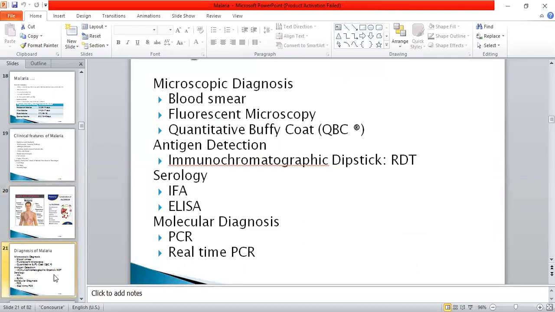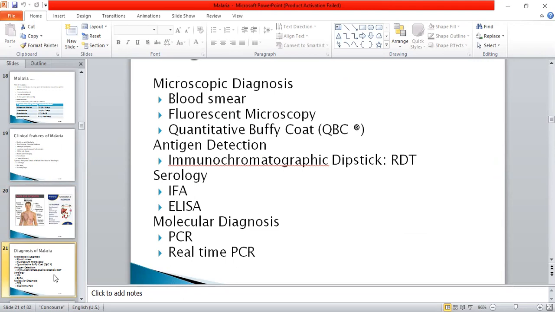Diagnosis of malaria. It is basically divided into microscopic diagnosis: blood smear, fluorescent microscopy, quantitative report; antigen detection: immunochromatography, dipstick, which is a rapid diagnostic test based on the detection of circulating parasite antigen with a simple dipstick format; serology: ELISA; and molecular diagnosis: PCR, real-time PCR.